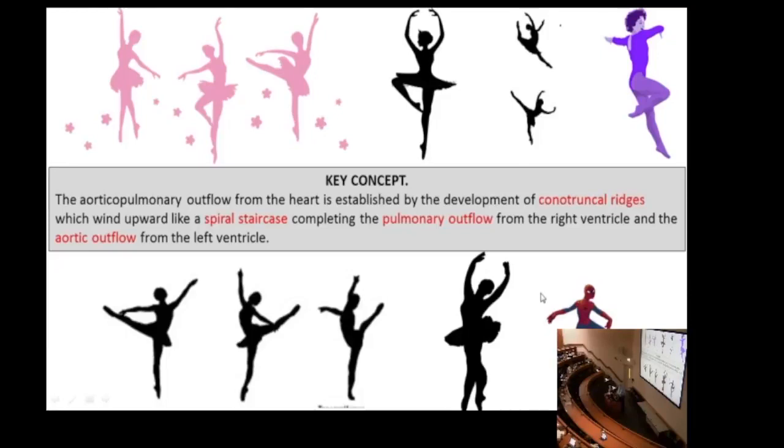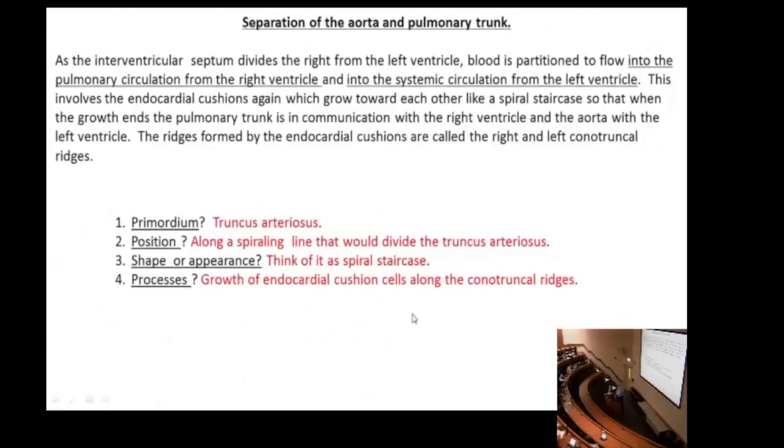But we have to separate pulmonary outflow from aortic outflow. And this just sticks in my mind as how it happens. Okay, we have this truncus arteriosus. And by definition, arteriosus means it's flowing away from the heart. And along a spiraling line, we're going to separate these two. I like to think of it as a pirouette or a spiral staircase. And it is going to, again, involve endocardial cushions and neural crest cells. And the key feature here are the conotruncal ridges, okay?